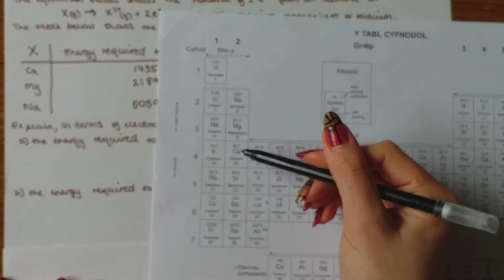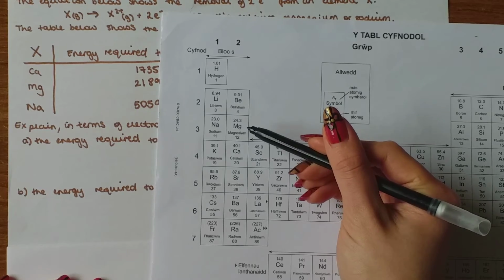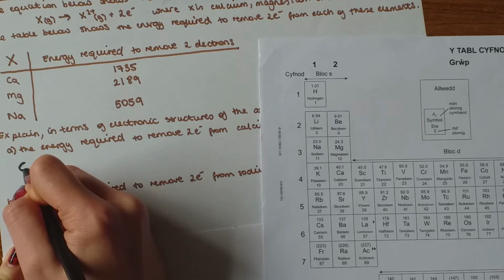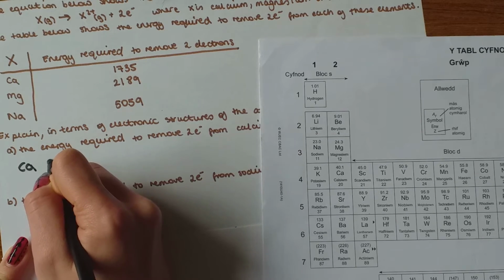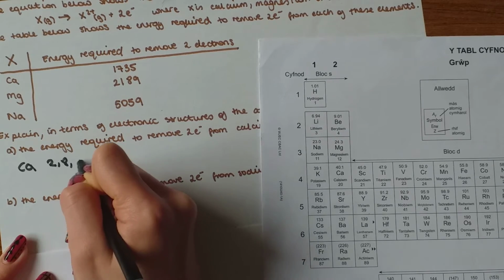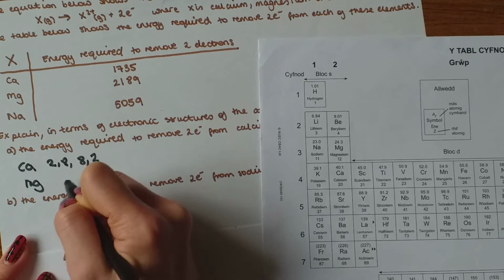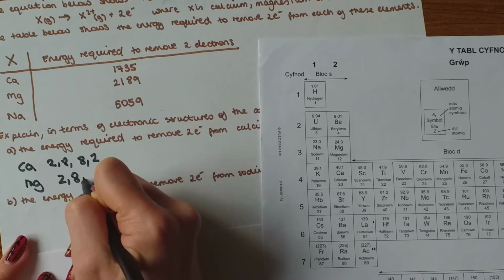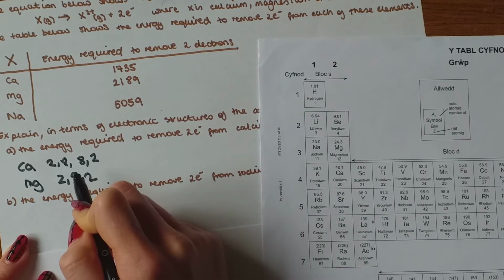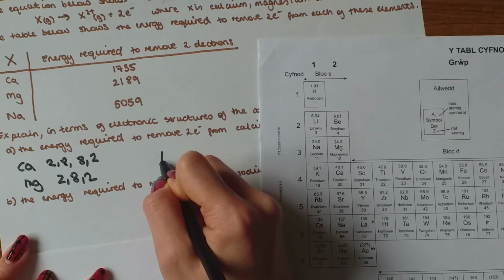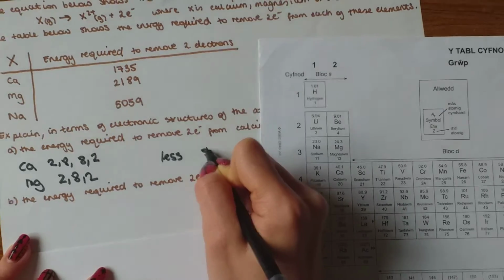As you can see, calcium is right here and magnesium is here. The electronic structure of calcium is 2, 8, 8, 2, whereas the one for magnesium is 2, 8, 2. From this you can see clearly that magnesium has 1 less shell than calcium, therefore it has less shielding.